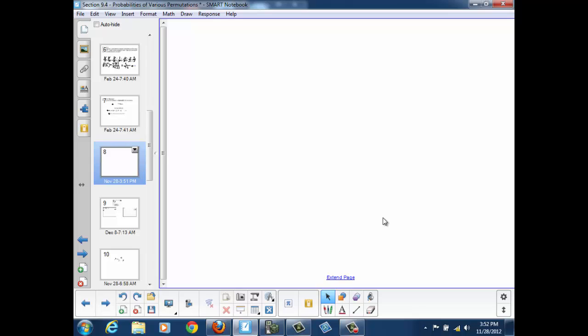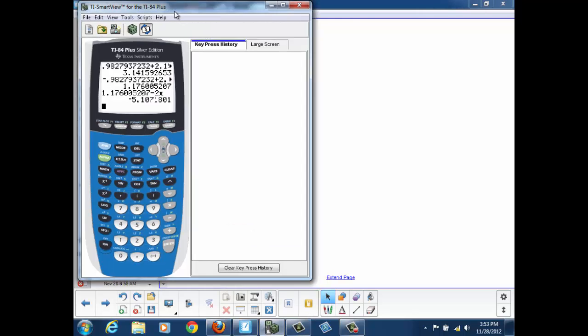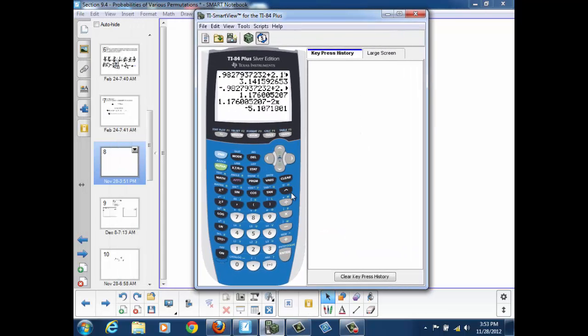Now this idea of choosing a subset of objects out of a larger set and figuring out how many ways we could arrange this subset in particular orders, a permutation, is something we do quite frequently, and it just so happens that technology, in the form of our calculator, has the ability to do this for us.